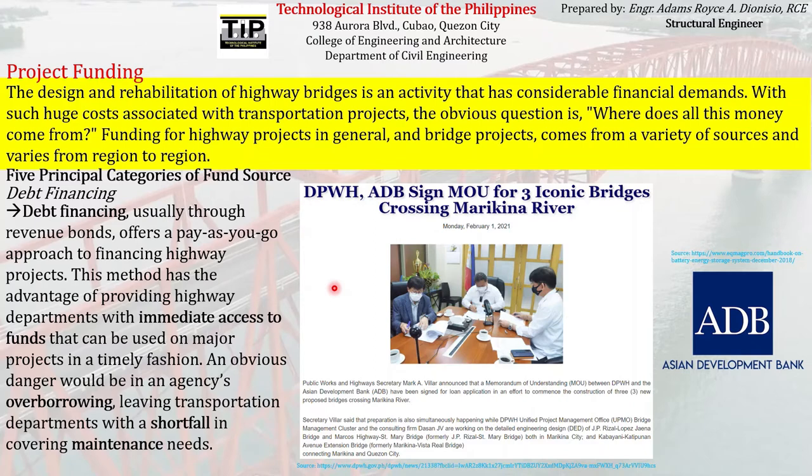So if the funds are not allocated properly all throughout the realization of the project, the tendency will be there might be a shortfall with respect to the funds needed for the maintenance needs of that particular transportation or infrastructure project. So that is the last category of fund source that is usually used to fund or to provide for the needs of a particular infrastructure or transportation project.